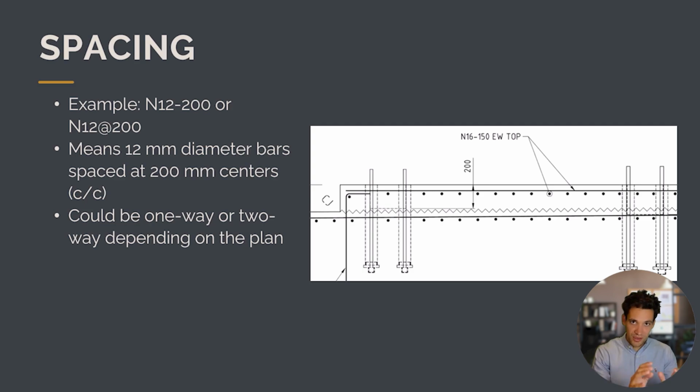If you look at a drawing like the slab I've shown on screen, it says N16-150 W top, which means on the top layer of the slab running east to west, there's N16 bars and they have 150 mil spacing. This slab could have bars going one way or two ways. It depends on the plane of the drawing you're looking at.